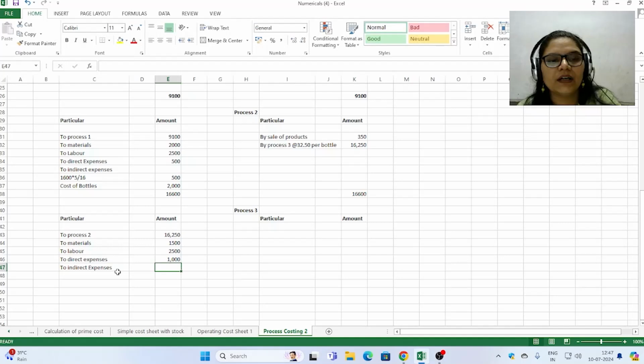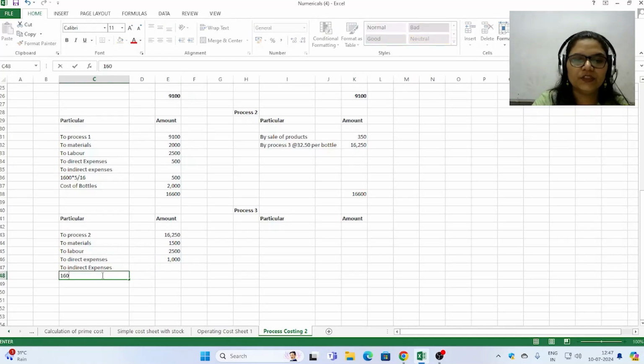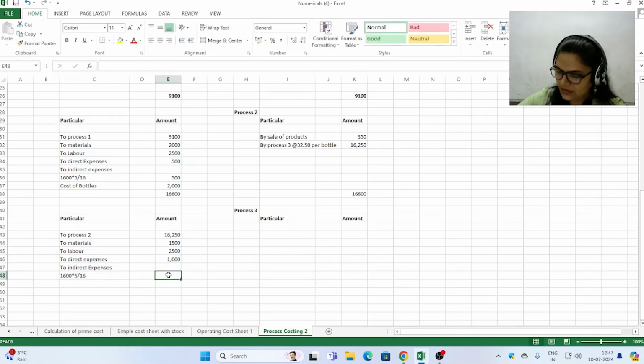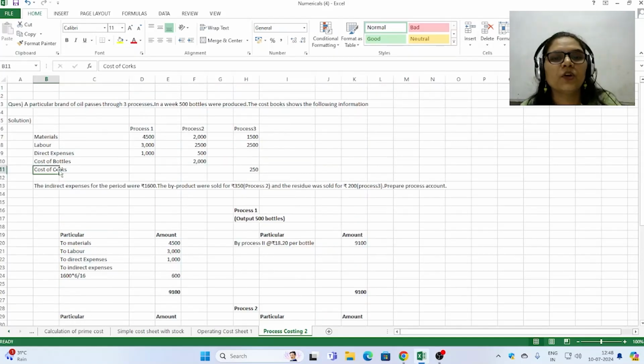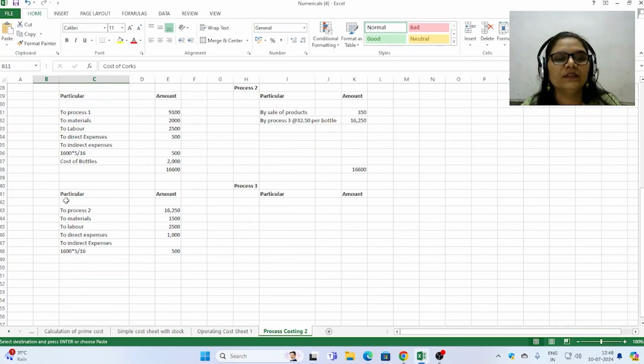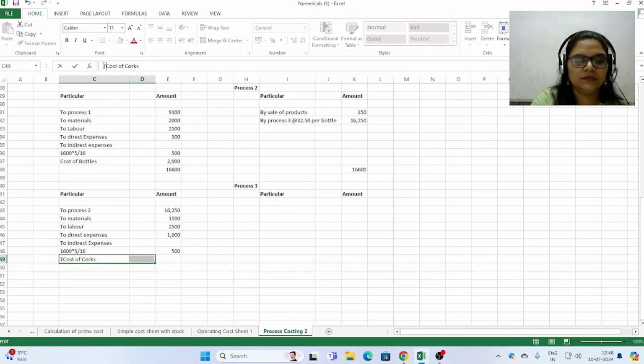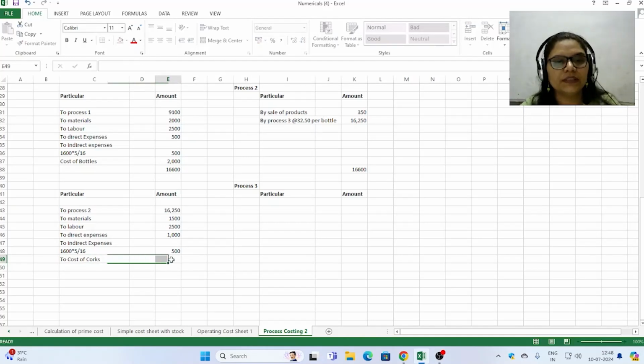Indirect expenses for this particular process will be calculated as per the ratio, which is 6 by 16. Sorry, it is not 6 by 16, it is 5 by 16, which will be 500. Next is the cost of COGS. Cost of COGS in process 3 is 250. Then we will again copy it over here. Cost of COGS is 250.